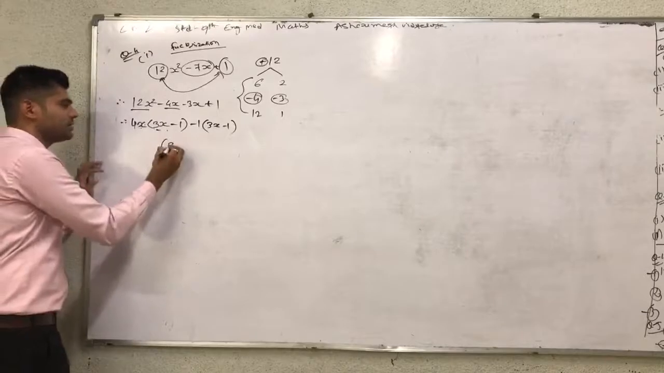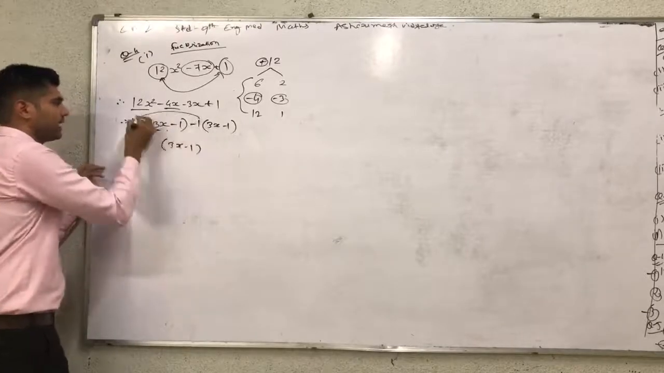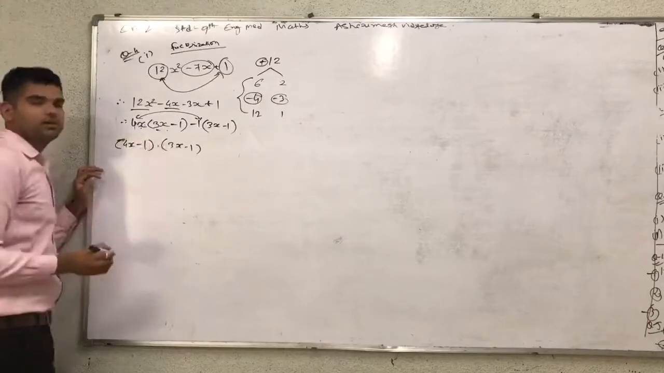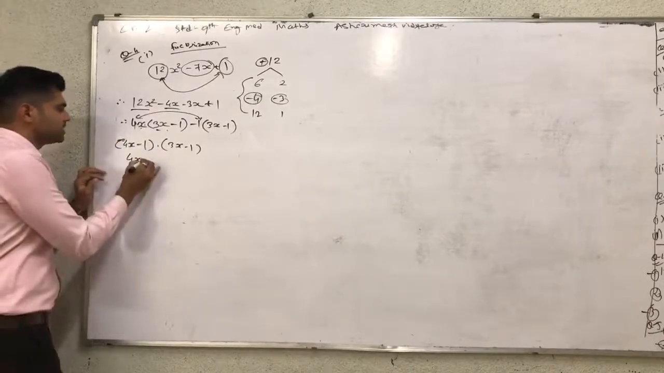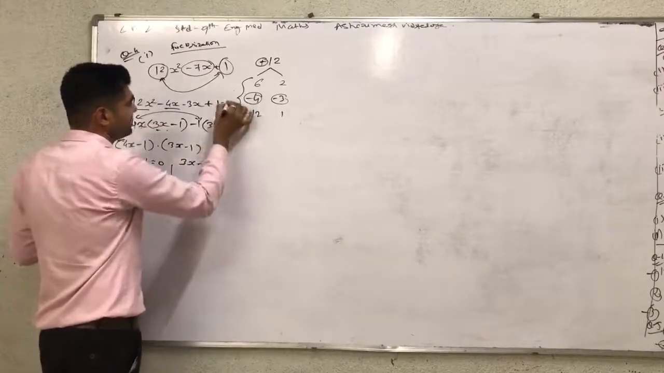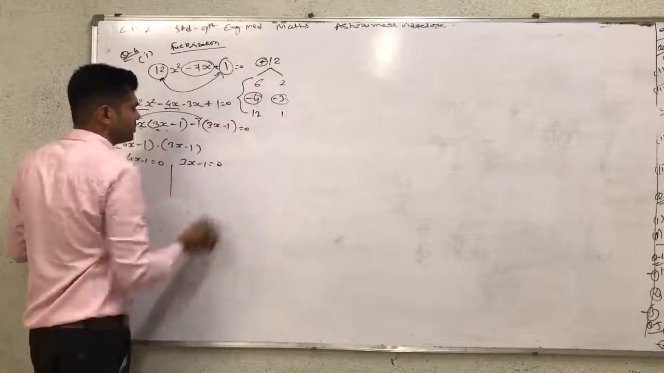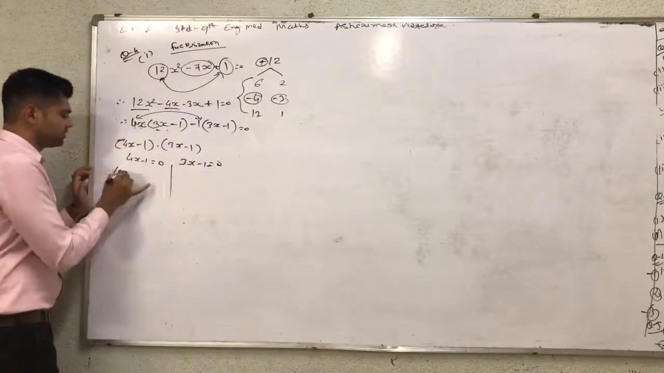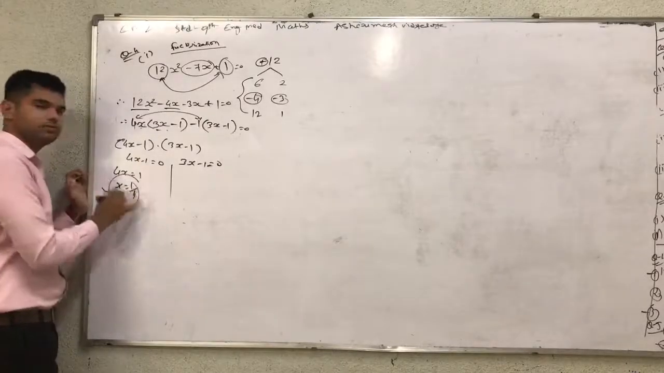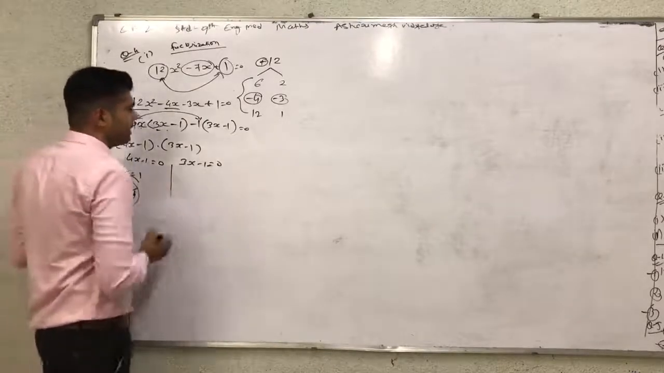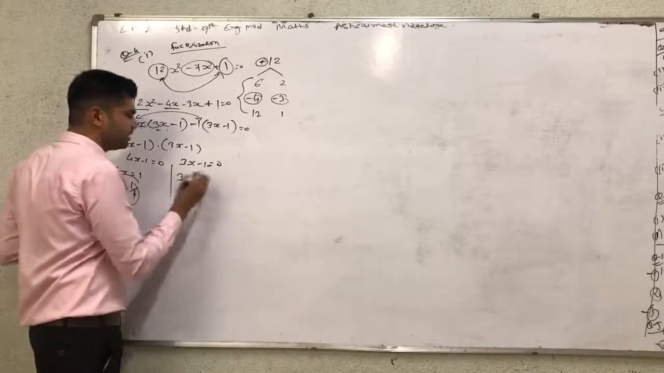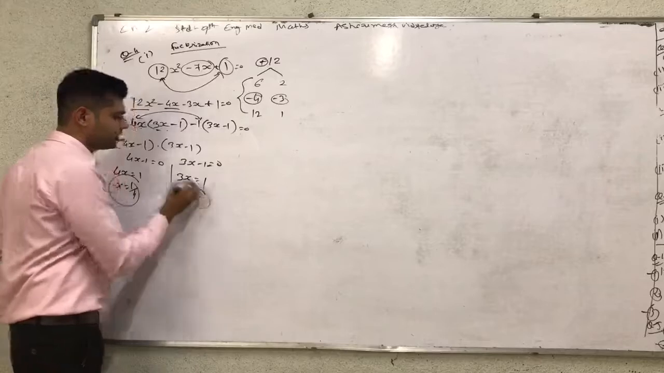Both brackets have the common factor, so write it one time and the other bracket as 4x minus 1. Both are in multiplication, now take each equal to 0. So 4x minus 1 equals 0, so 4x equals 1, so x equals 1 by 4. That is one answer. Another answer is 3x minus 1 equals 0, so 3x equals 1, so x equals 1 by 3.